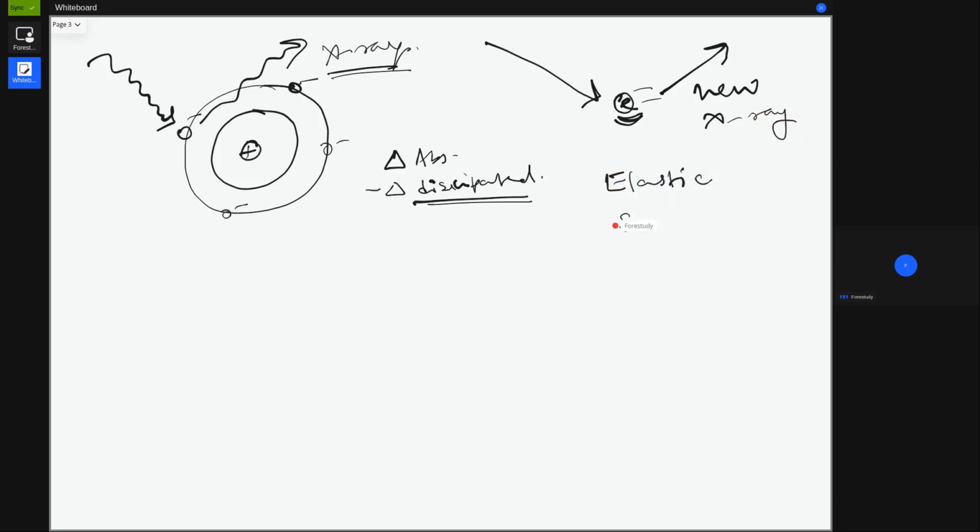Elastic scattering. Okay, I'm trying to explain it to those students who don't have a science background but want to study geology optional for IFoS, but are not able to understand how this actually works. So I'm just trying to explain it to you in layman's language. So this is called elastic scattering.